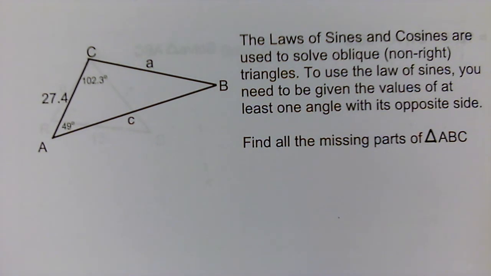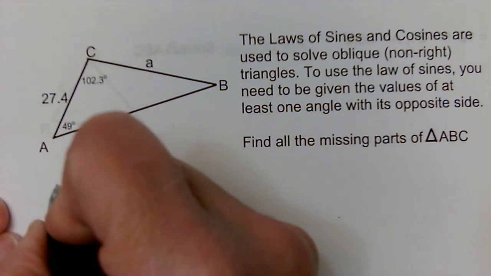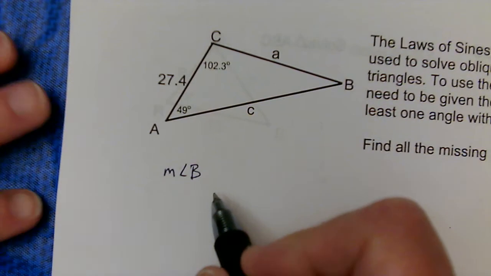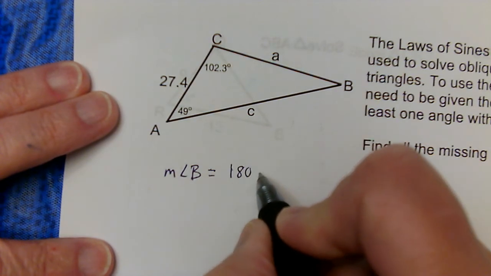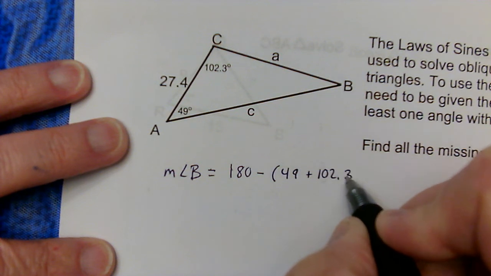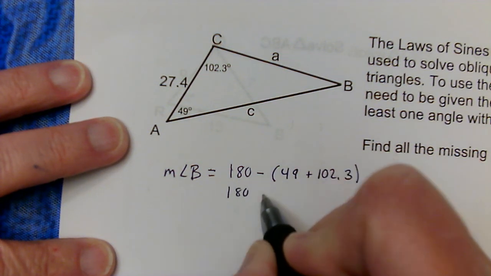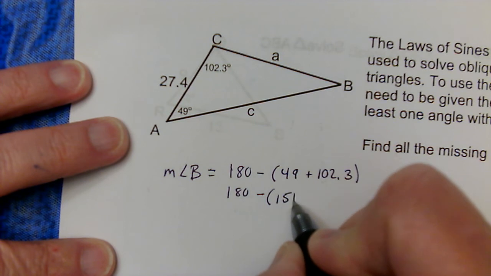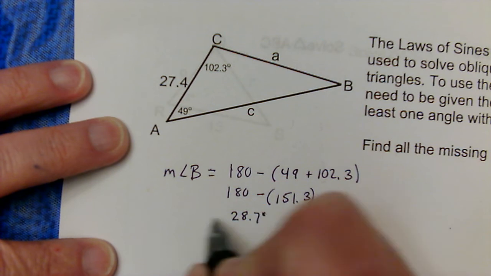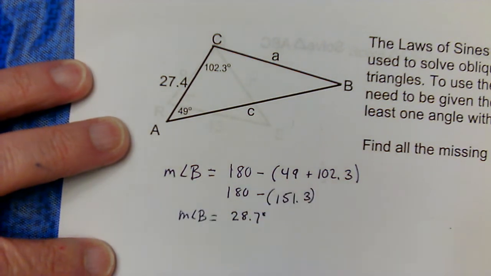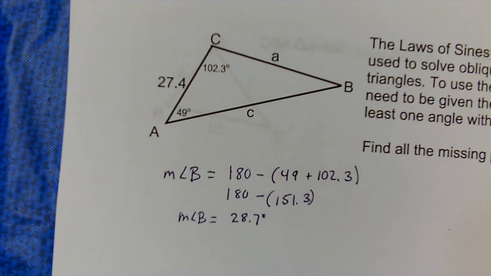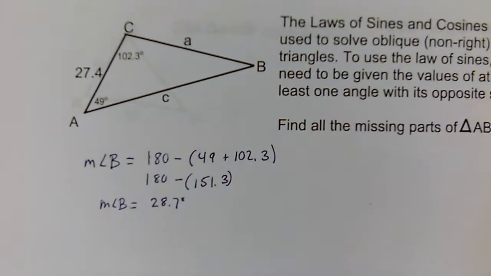So first of all, I need to find that missing angle. So the measure of angle B is going to be 180 degrees minus the sum of the 49 degrees and the 102.3 degrees. So that's 180 minus 151.3. And that makes it 28.7 degrees. So that's one of the three missing parts that we've already found. Now, we still need to find side a and side c.